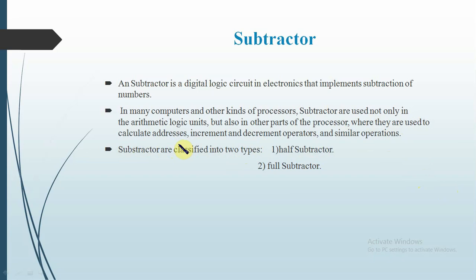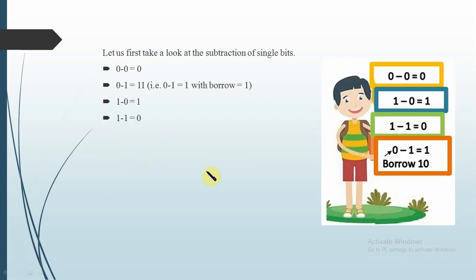But here is the subtraction method. In the addition method there are two types, and the subtractor is also classified in two types, that is the half subtractor and full subtractor. Let us look at subtraction of some single bits.